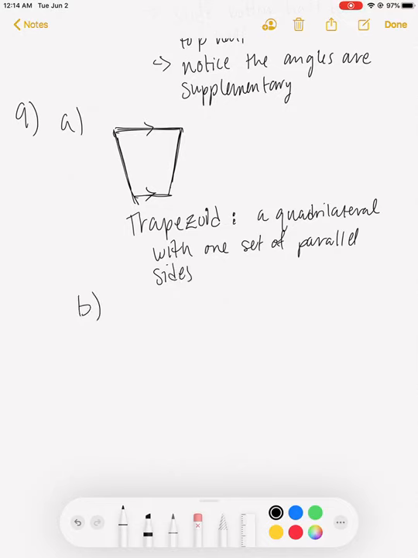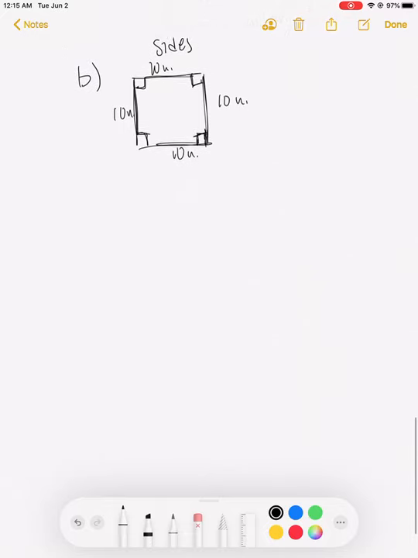Okay? Part B. All the sides are 10 units. All the angles are right. So this is a square. Okay, so we'll draw that out here. Okay. Notice that all of the angles are right. All of the sides are 10 units. So this is a square.